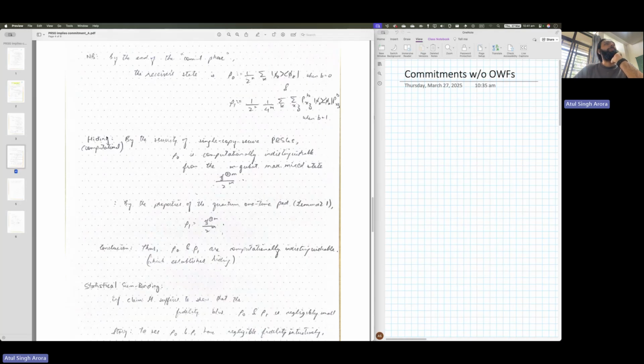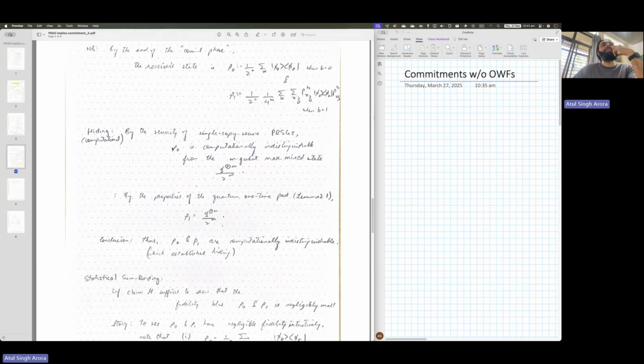Okay, and now the hiding property essentially follows from the security of a single-copy secure PRG or PRSG, right? So pseudorandom state generator. Intuitively, what this means is that if I give you one copy of a state produced using this pseudorandom generator, where the key k is uniformly chosen, and I don't tell you the key, then the state is, for a computationally bounded adversary or observer, indistinguishable from the identity, the maximally mixed state.